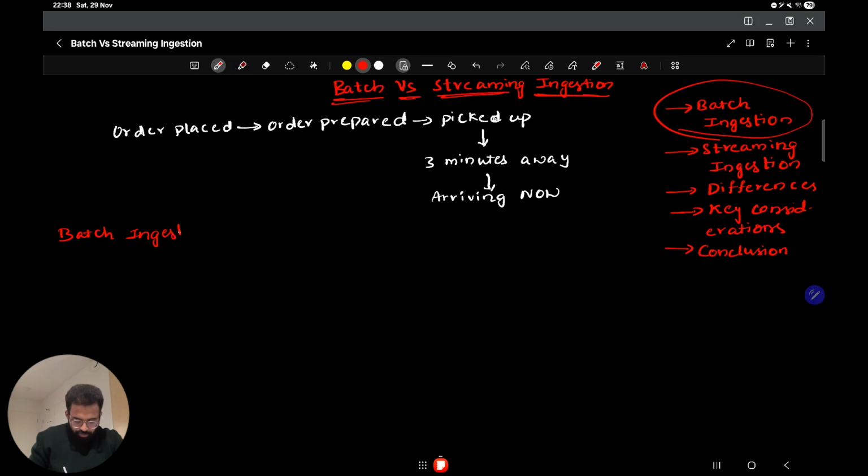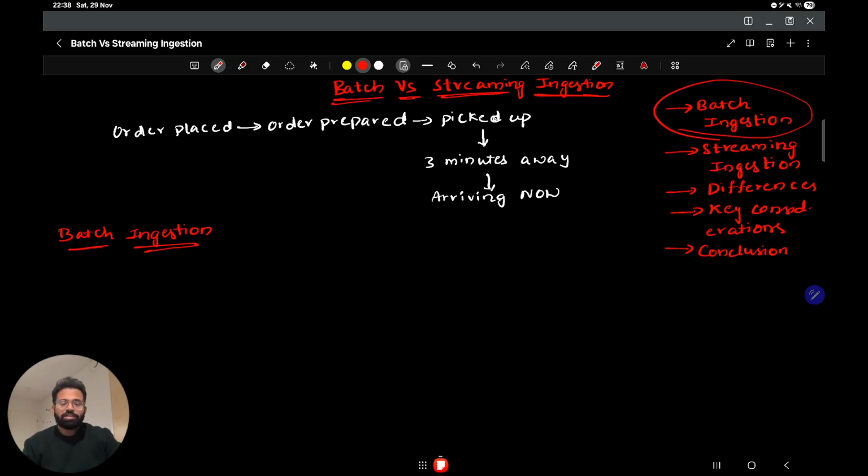So now we are going to talk about what batch ingestion actually means. I'm pretty sure if you are a data engineer who has been working in the industry for a long time, or even if you have just entered the industry, or if you are an entry-level or even mid-level data engineer, you might have already heard this term called batch ingestion. But let's understand what it actually means.